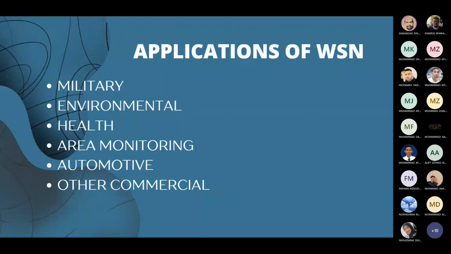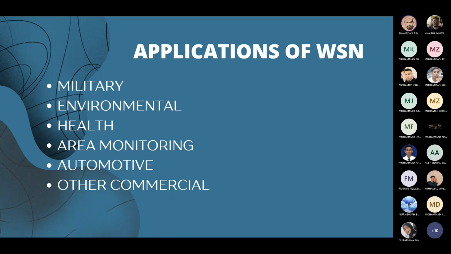Okay, here we can see the application of WSN. We have military, environmental, health, area monitoring, automotive, and other commercial. For military, the best example is usually the integral part of the military, such as the communication, the computing, or maybe the target system. As for environmental, we can say air pollution monitoring, or pH level water sensors, or even forest fire detection. As for health, mainly the application goes into the hospital department, like patient monitoring, diagnostic, drug administration, and more.